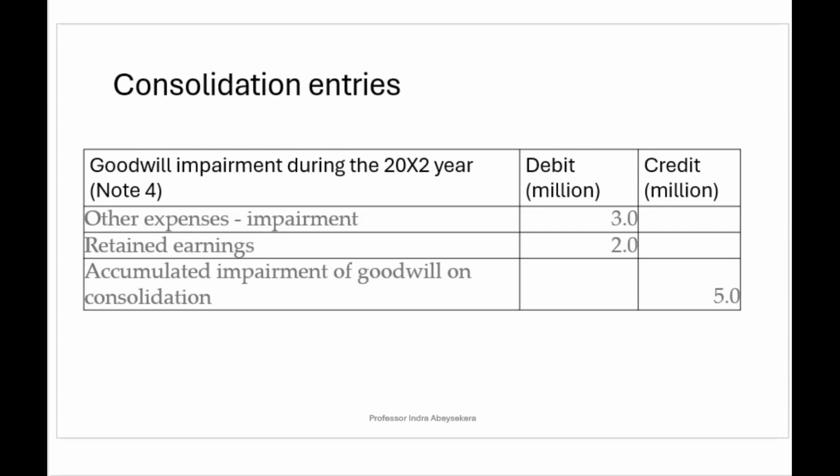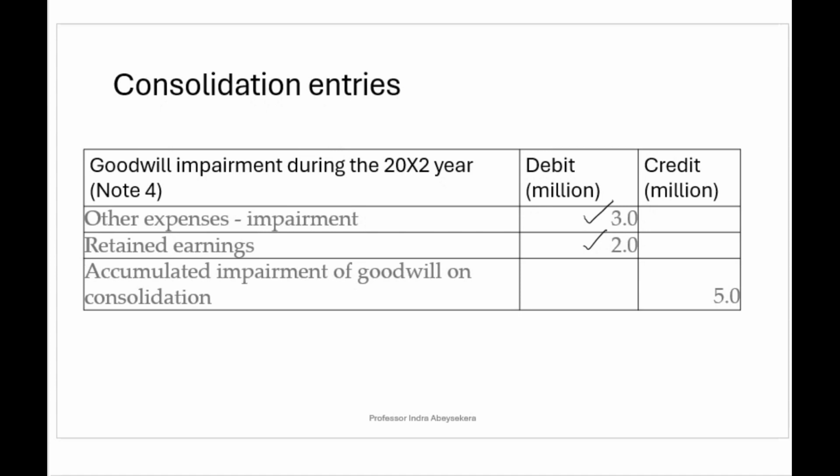The fourth consolidation entry is for goodwill impairment. We've been informed that the goodwill has impaired in the current period by 3 million and in the previous period by 2 million. So the current period is recognized in the income statement, but the previous period should be recognized in retained earnings as a decrease in retained earnings.